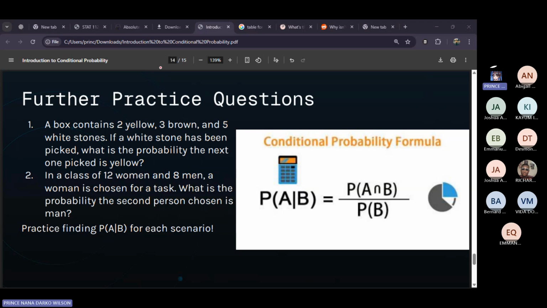Okay. So to find this intersection, we are going to look for the chance of whites and yellow.